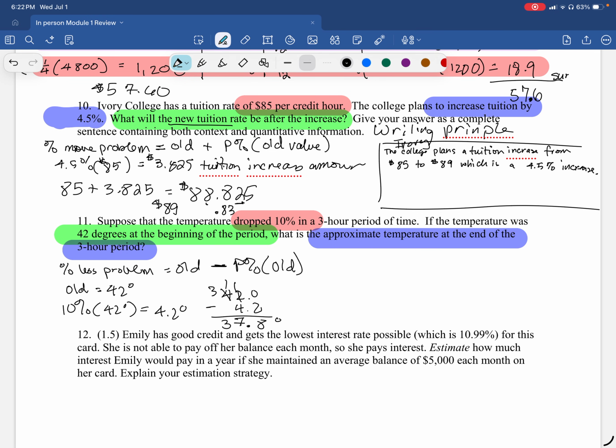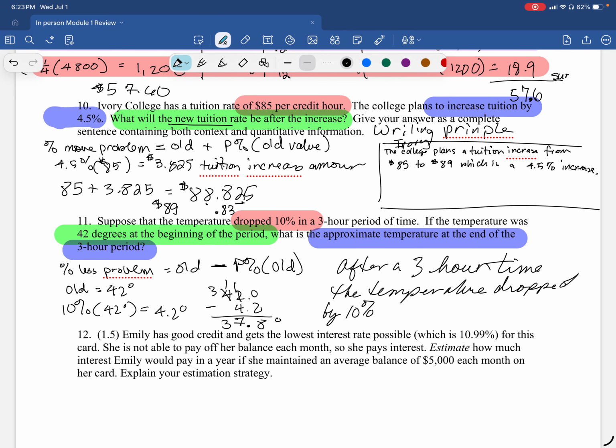So explaining your process: it's a percent less problem, and then the model, old minus P% of old. So after a 3-hour time, the temperature dropped by 10% from 42 degrees to 37.8 degrees Fahrenheit.